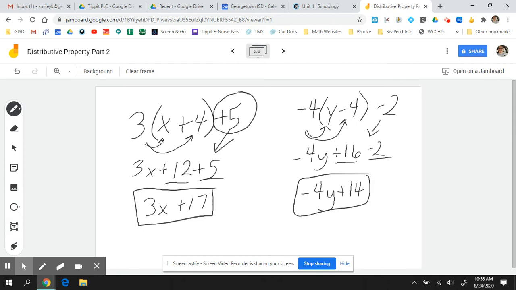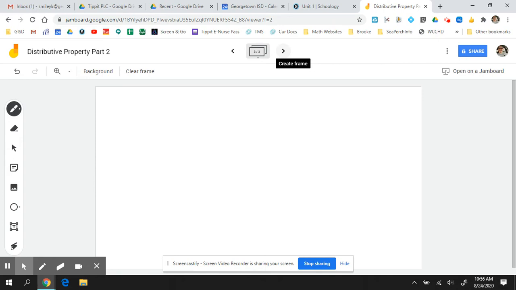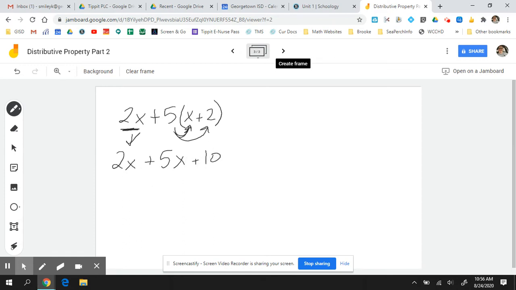Okay, let's go to the next one. So those are some types you could do. You could also have where you have 2x plus 5 parentheses x plus 2. Okay, so the distributive property is not really over here, but we're going to multiply right here because that's the start of our distributive property. So the first thing I'm going to do is just bring down this 2x because I'm not going to do anything with it right now. So 5 times x would be 5x, and 5 times 2 would give you 10.